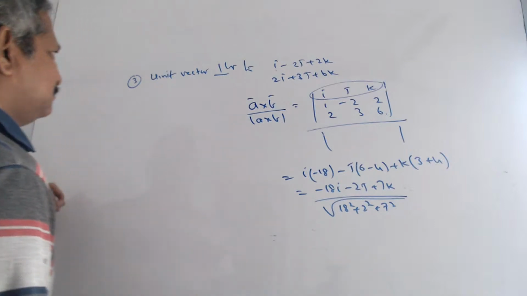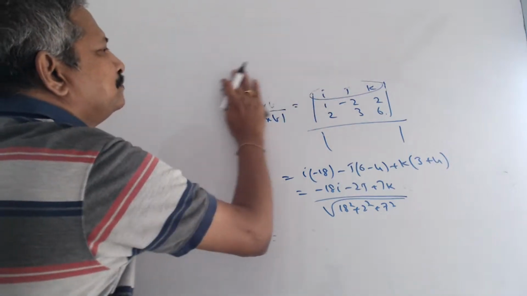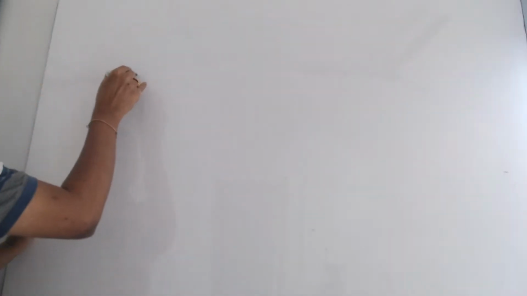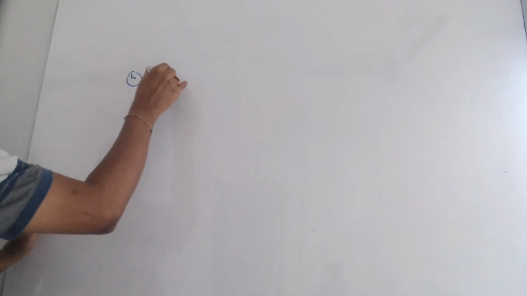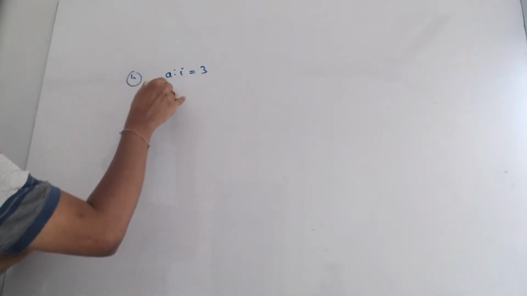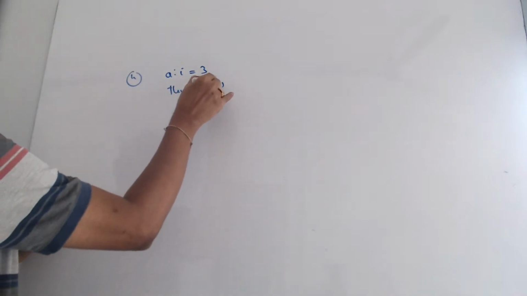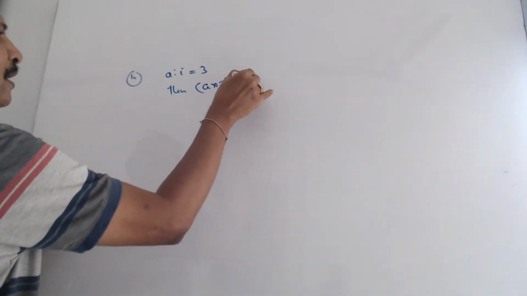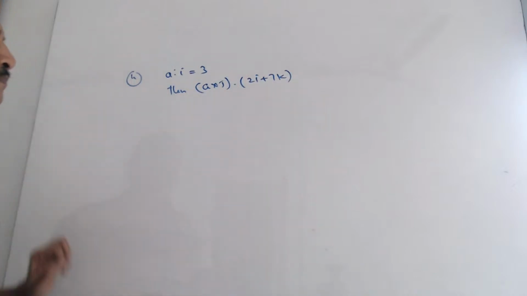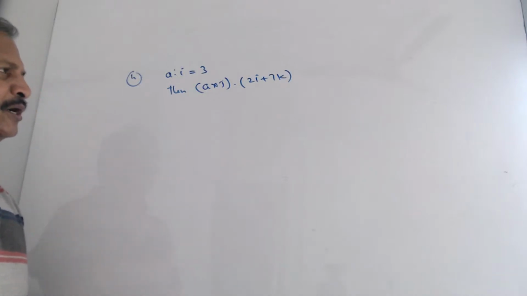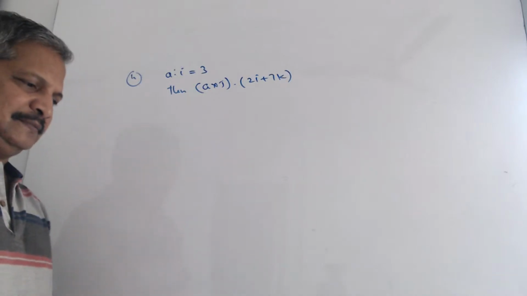Now coming to the fourth problem. Fourth problem: A dot I is equal to 3. Then A cross J dot 2I plus 7K. See here, A dot I is 3. Then A cross J dot 2I plus 7K is what they are asking.